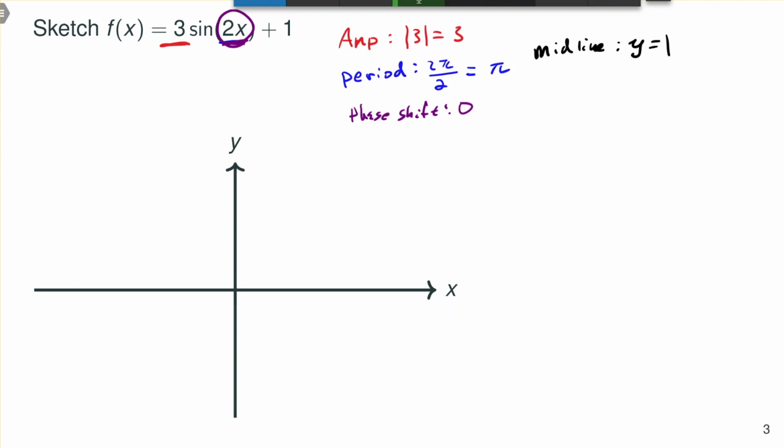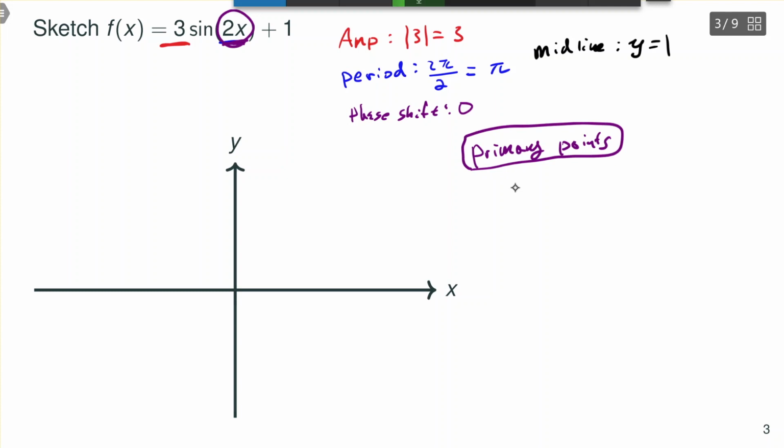So now we have all the information. And how do we start graphing? We start by drawing primary points. We want to always find primary points, and the primary point increment is always the period divided by 4. So always divide by 4. The period in this case is pi, so we have pi over 4. What this allows us to do is divide our one period into 4 different sections, and each increment is pi over 4.